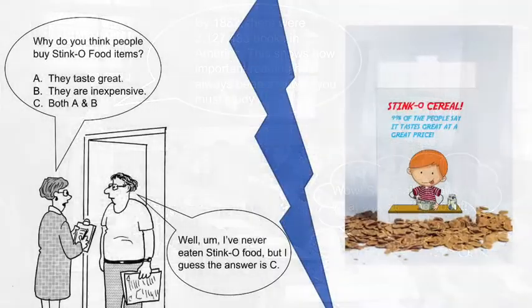Now, another example of this comes in manipulating polls or surveys. For example, this woman comes to the guy's house and she says, why do you think people buy stinko food items? And your choices are A, they taste great, B, they are inexpensive, C, both A and B. And the guy's a little confused there. He says, well, I've never eaten stinko food, but I guess the answer is C.